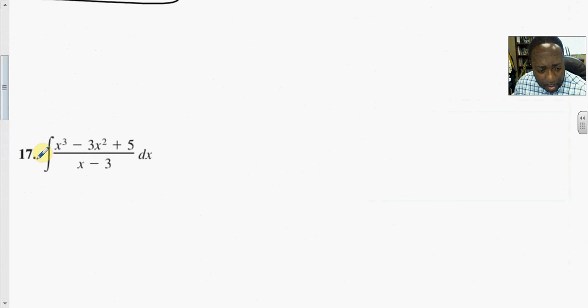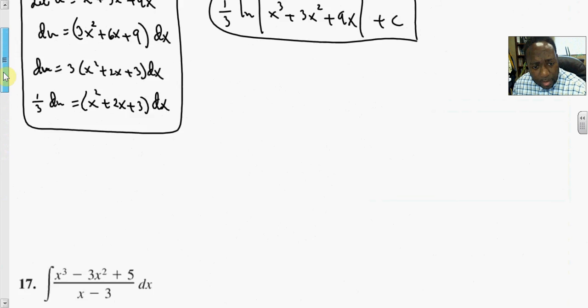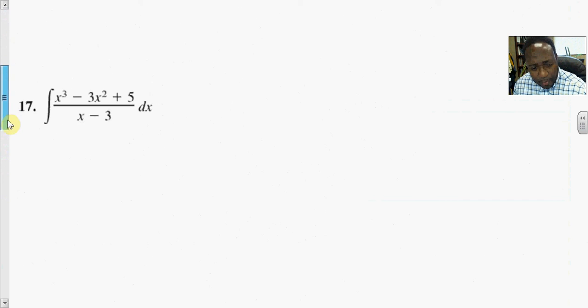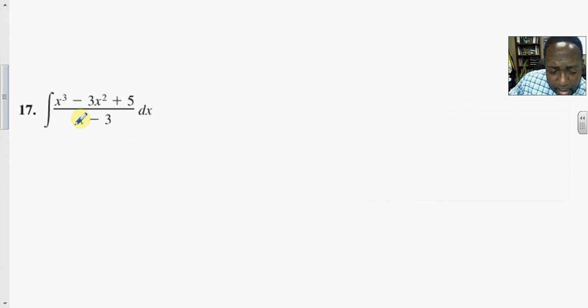All right. Now, look at the difference between this problem here where the numerator's power is less than the power of our denominator. So we think 1 over u du to get the natural log of u. Here, the numerator's power is greater than our power in the denominator.